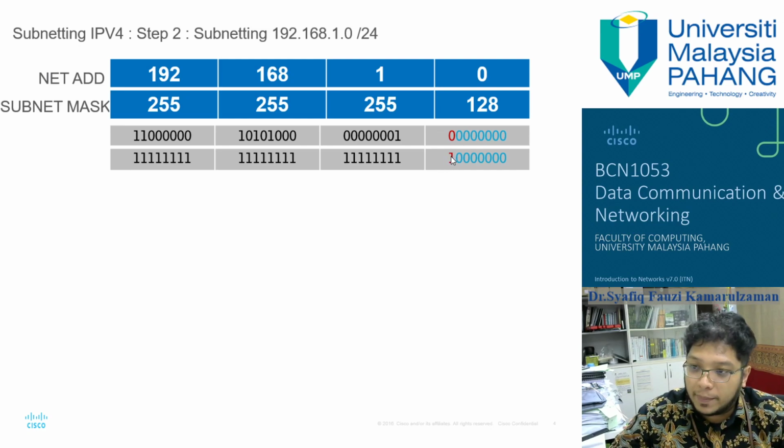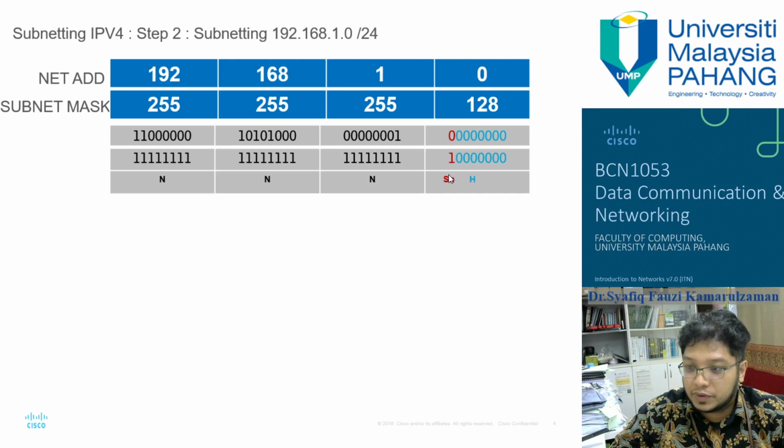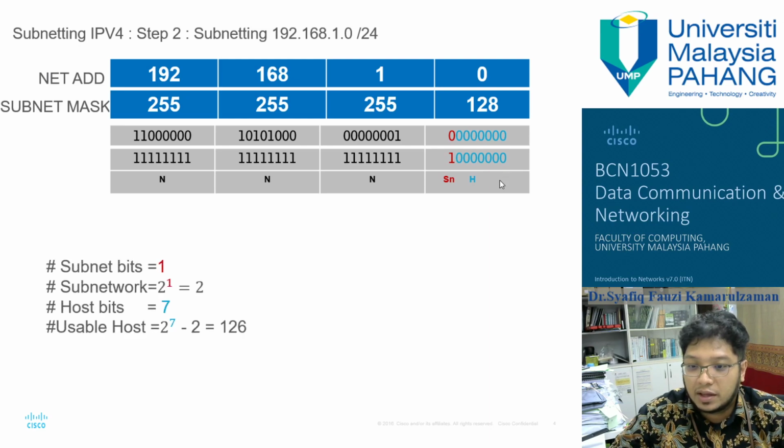When you borrow 1 bit, the subnet mask changes to 255.255.255.128, because that 1 bit becomes part of the network portion. So here is where you have your subnet bit, and your remaining host bits will be 7. The bits borrowed for your subnet is 1 bit, so the number of subnetworks you will have from this network address is 2 to the power of 1, which equals 2, and your host bits right now become 7 bits.